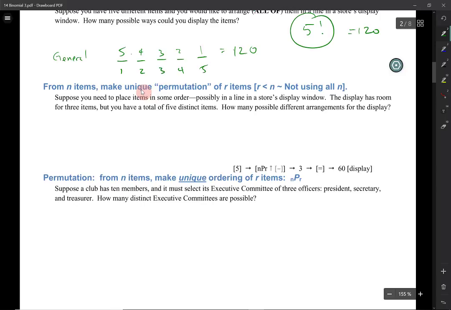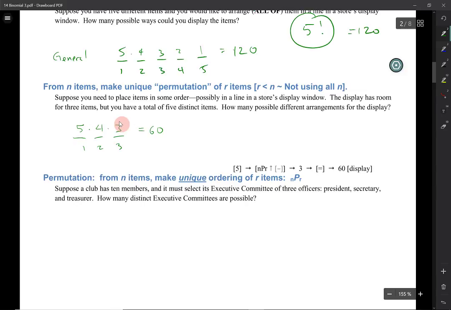So how do we do that? You could say, well, there's 3 stages. At the first stage, there's 5. After that, there's 4. And then after that, there's 3. And that's all that I have room for in the display, that's the constraint. So 5 times 4 is 20, and 20 times 3 is 60.